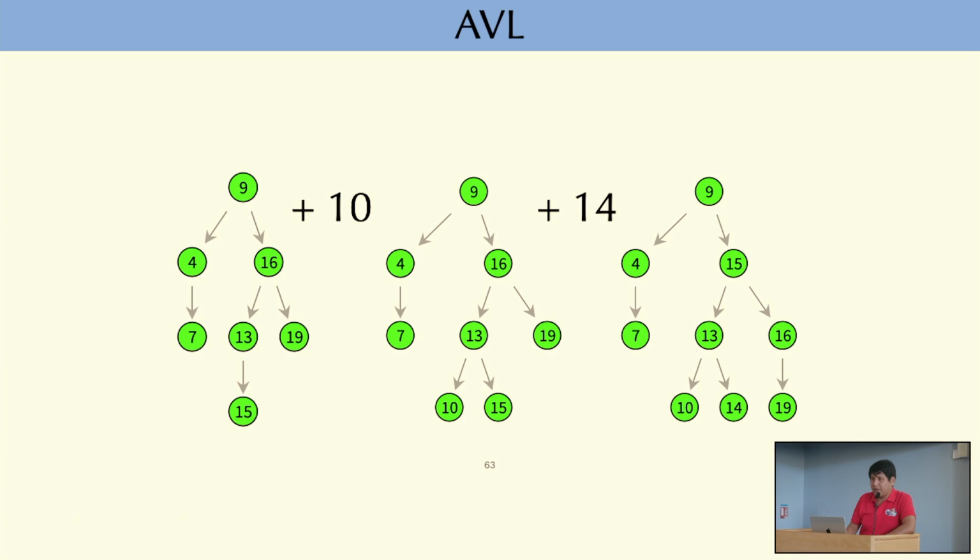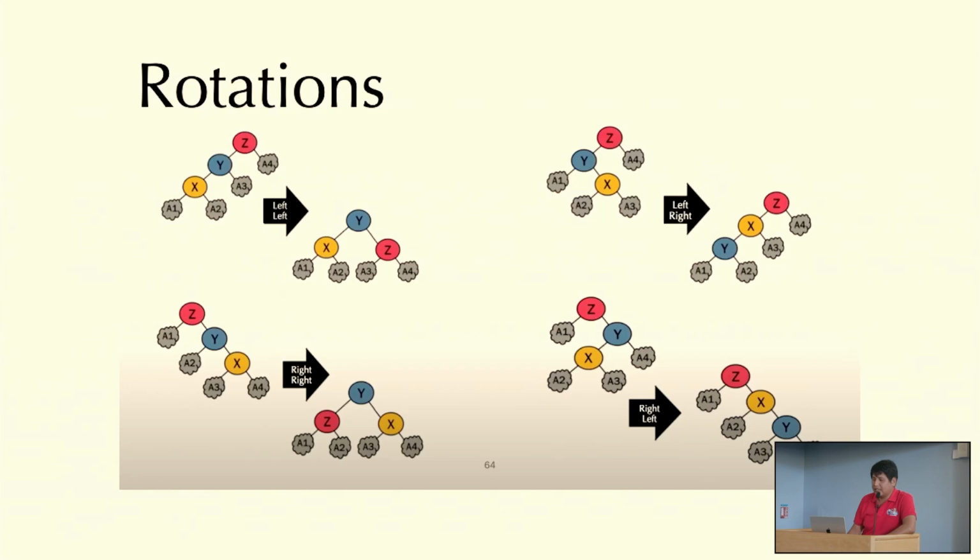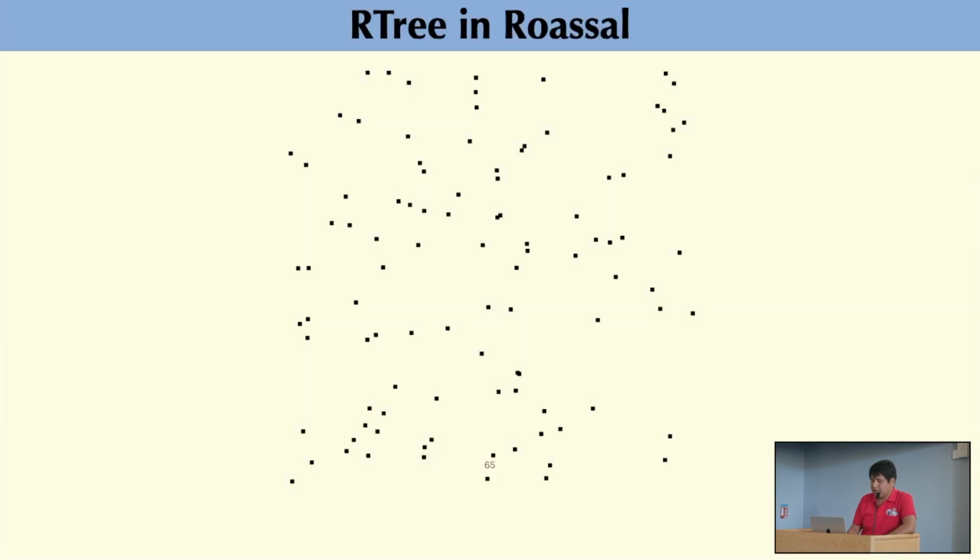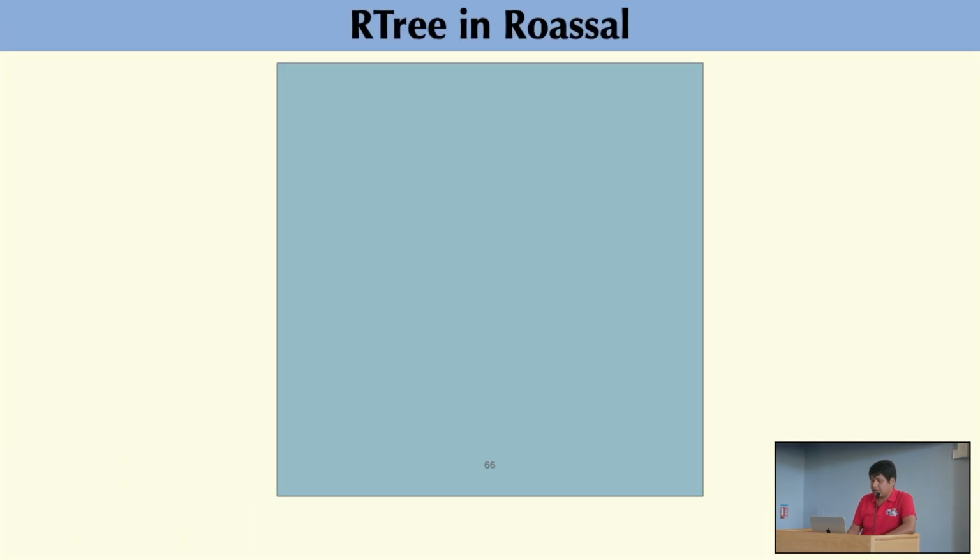Why am I talking about AVL? Because when you build this kind of tree, it's really important that you have a balanced tree. If not, you are going to end up with a linked list, and you are going to have a linear search again, and we don't want that. We want to avoid these kinds of things. So we have the rotations, and finally we have the AVL tree in Roassal.